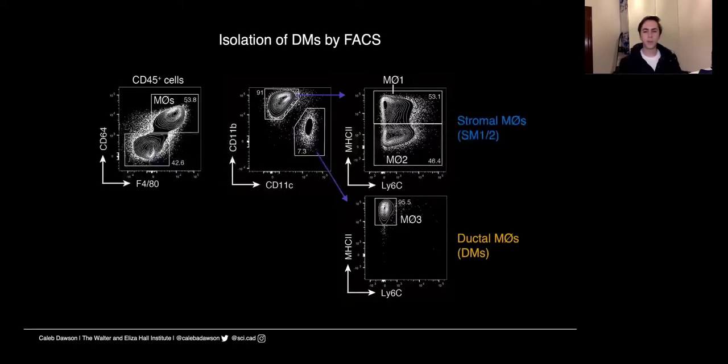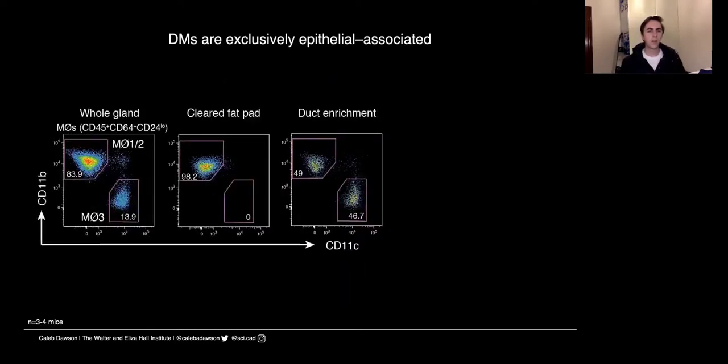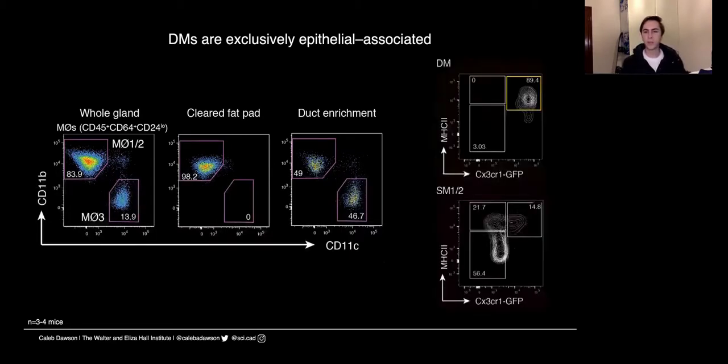But to confirm that these were the duct-associated macrophages, I did FACS of whole glands. This is the frequency of the duct macrophages, and also of fat pads which had cleared epithelium, so they have no ducts left, and there are no ductal macrophages. And when we do an enrichment for ducts, we get an enrichment for these macrophages. So we know now that these macrophages, the CD11C positive, CD11B low, are very specific to the ducts, and they're not present in the stroma.